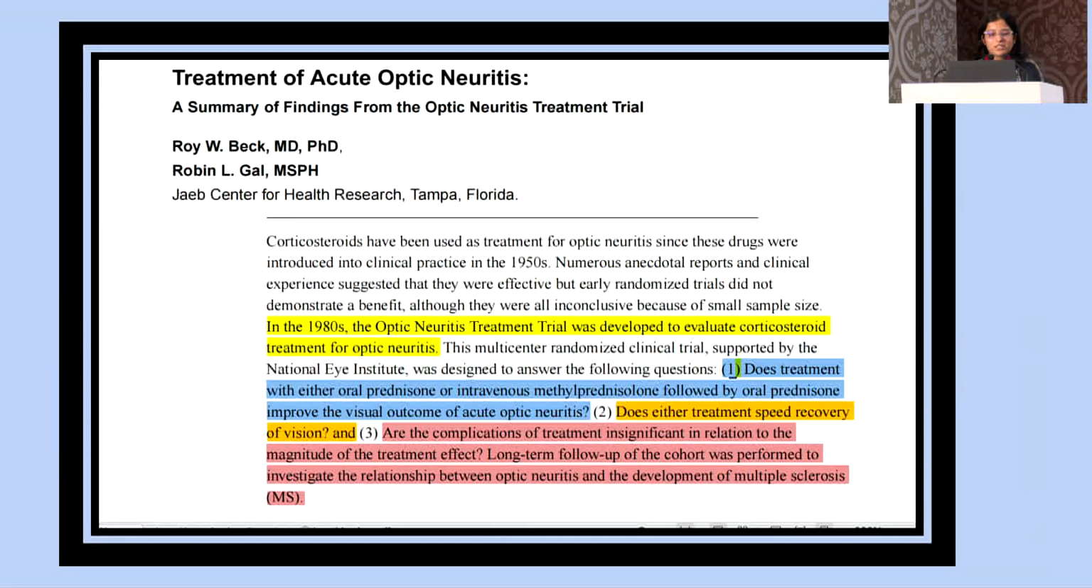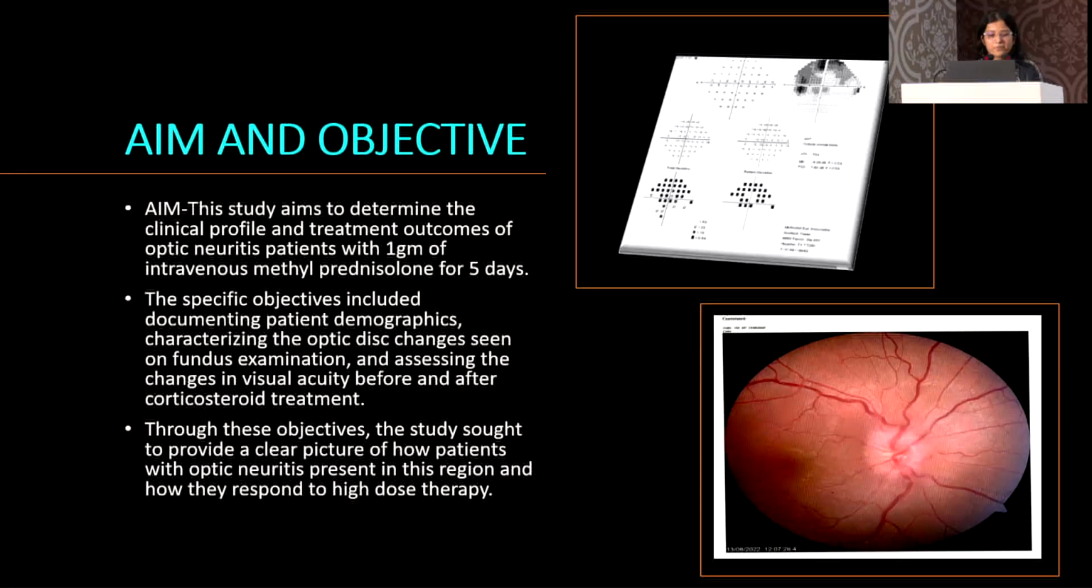The very famous ONTT trial, which we all know, was conducted in the 1980s and has already given us the answers. Does treatment with either oral prednisone or intravenous IVMP followed by oral prednisone improve the visual outcome of optic neuritis? Does either treatment speed recovery of vision? And are the complications of treatment insignificant in relation to the magnitude of treatment effect?